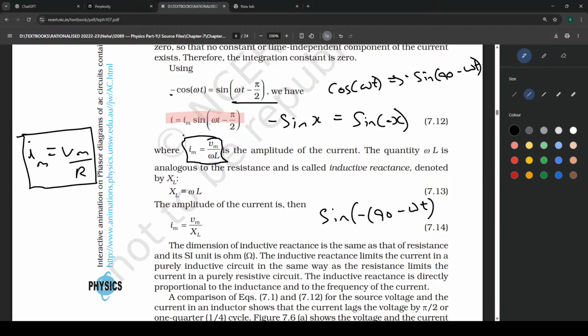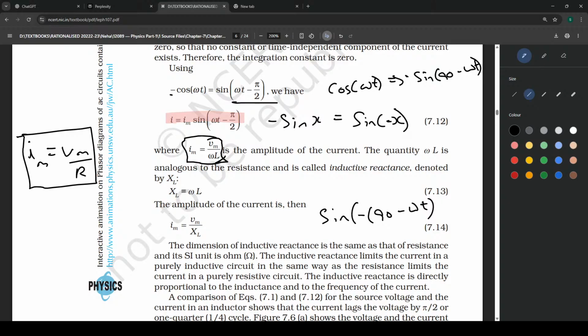Now if we compare both equations, where Im equals Vm by R in a resistive circuit, and Im equals Vm by omega L in an inductive circuit, the only things in common are R and omega L here. So based on Ohm's law, which is very similar, this is acting as some kind of resistance. The magnitude of omega L is a total resisting force in terms of ohms.